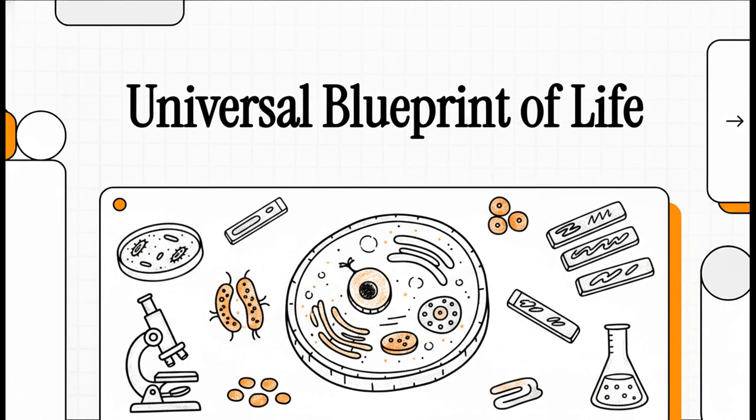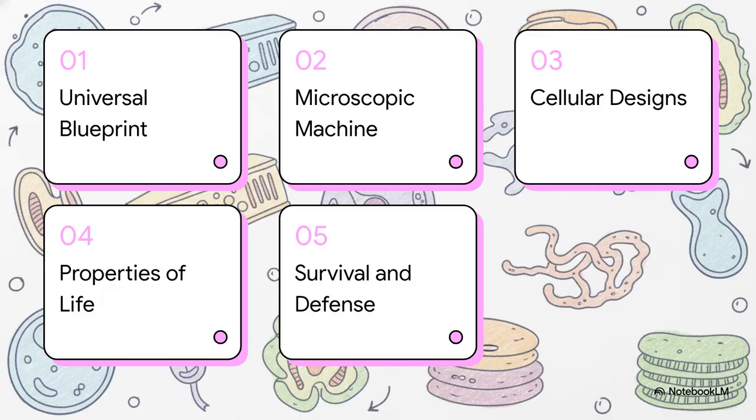Today, in this explainer, we are looking at the foundational architecture of life itself, the universal blueprint of the cell. To do that, we'll hit 5 key areas. First, the universal cellular blueprint. Then, building the microscopic machine. Next, 2 fundamental cellular designs, followed by defining the properties of life. And finally, active survival and defense.